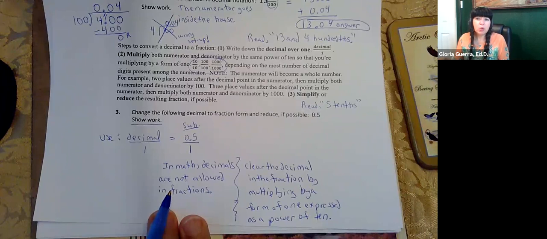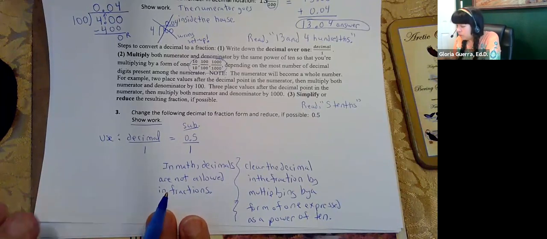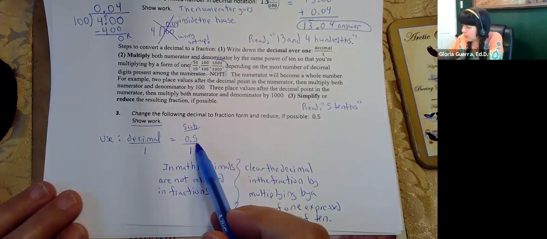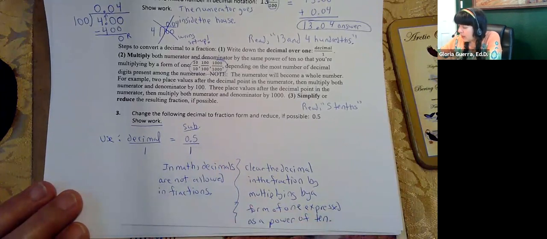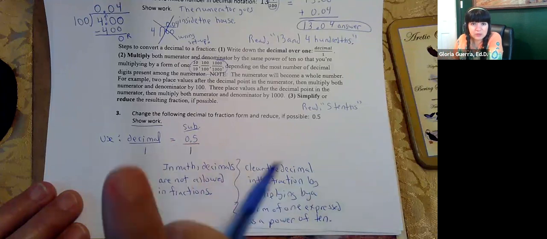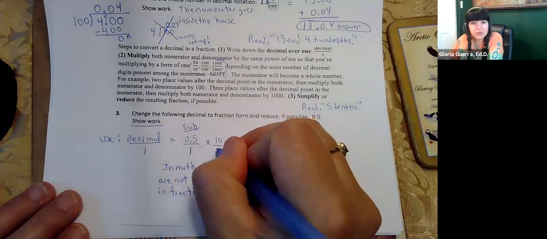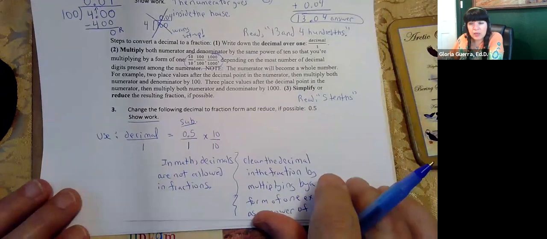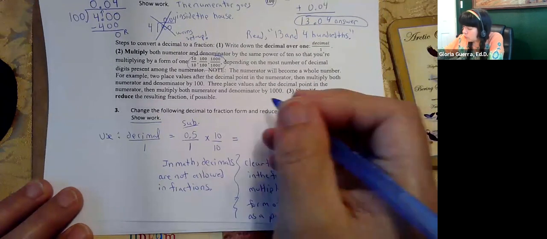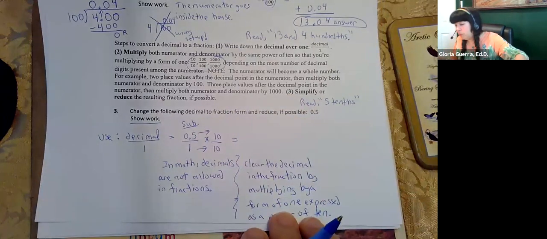So it depends on the most number of decimal digits present in your numerator. So your numerator is 0.5, okay? And so that has 1 decimal place, that's the tens place. So you want to use 10 over 10. That'll do it. And so that will clear your fraction. The way to multiply fractions is to multiply straight across.